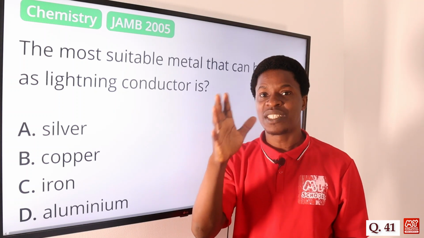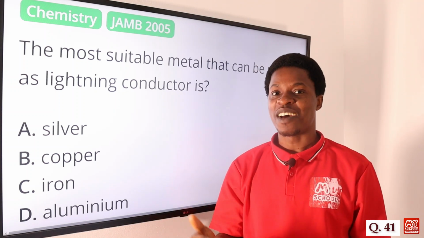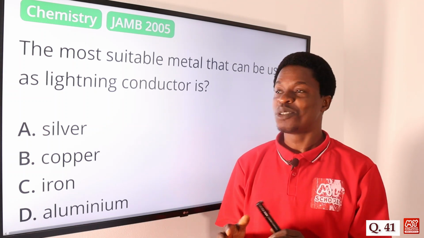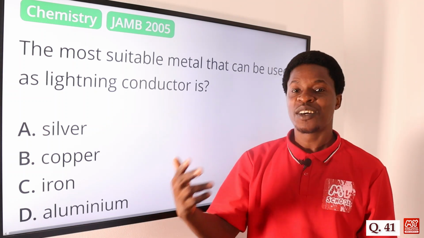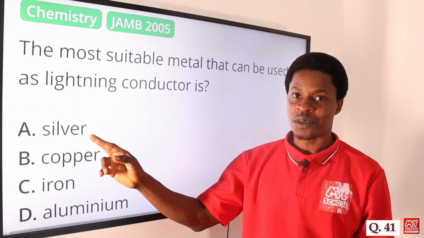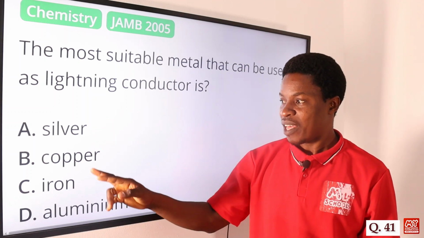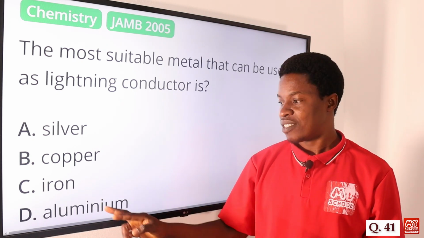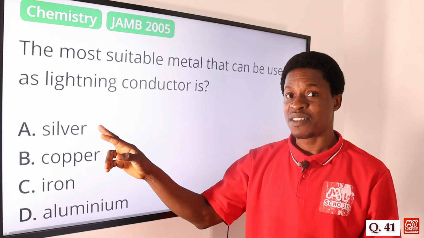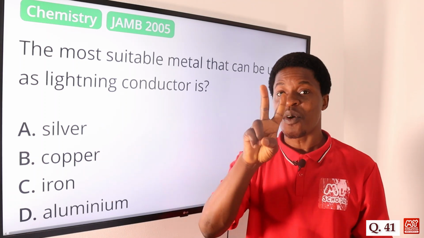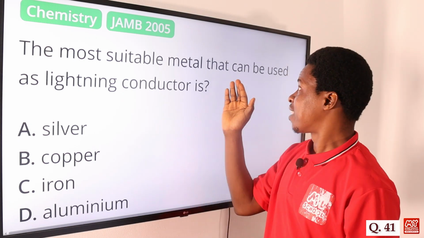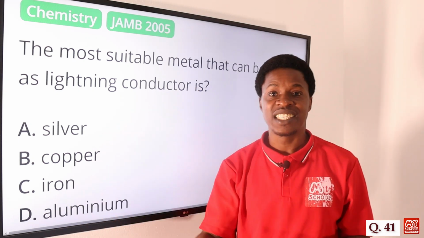The most suitable, we would have said the most suitable should have been what? Or the most effective. Okay, the most effective metal usually used as a lightning conductor is actually silver. We have silver, copper, iron, and aluminium. It is not iron, it is not aluminium. It is silver. Silver and copper, usually both of them are effective metals that can be used as lightning conductor.